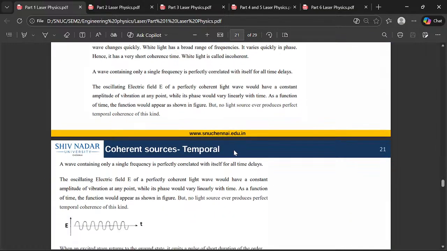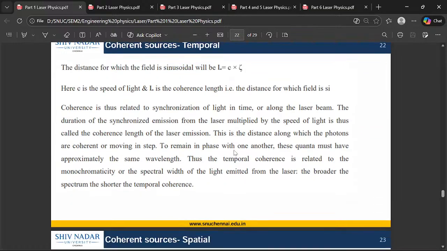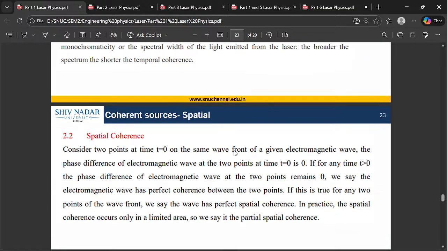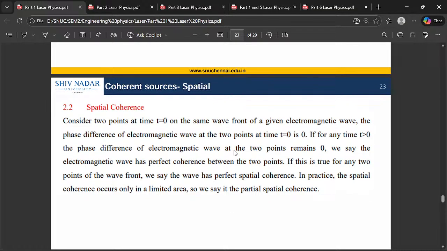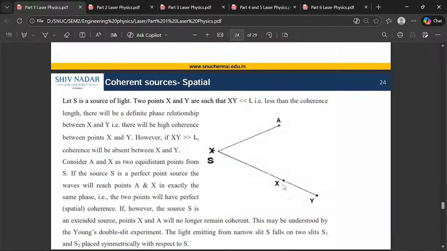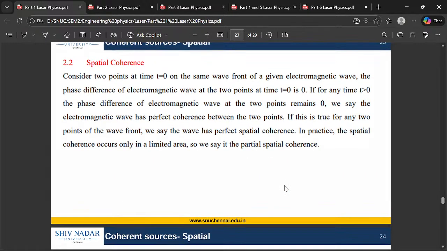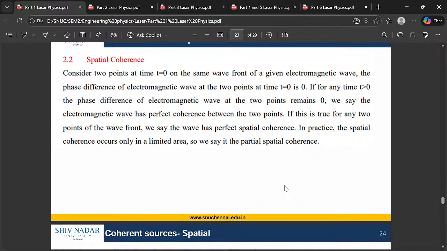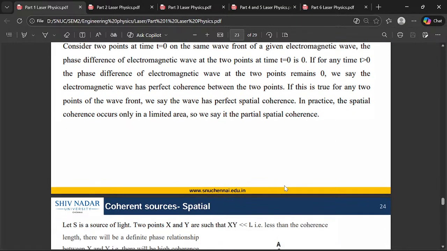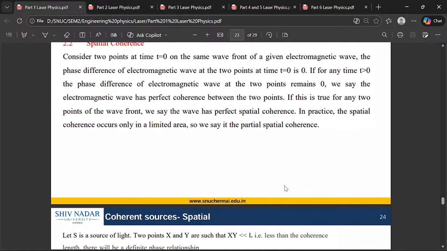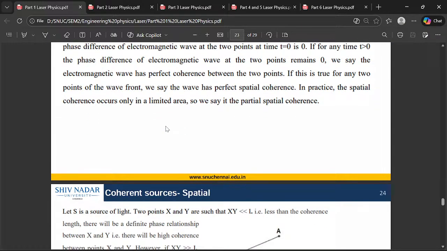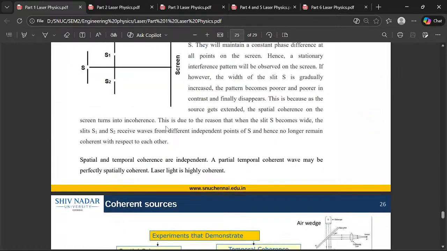So with the same thing, it is analogous to spatial coherence. So we can take 2 points, that is x and y of the wavefront. Let's take time equal to 0. We have to note the phase difference between these points x and y. And if for any time t greater than 0, the phase difference remains the same between those 2 points, then we can say it is spatially coherent. So these are the two types of coherence that are given here.